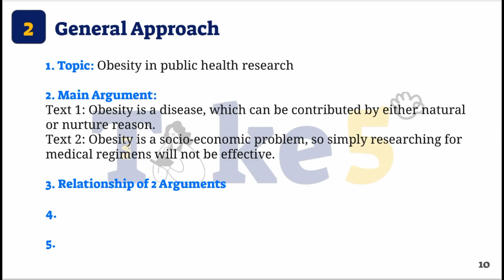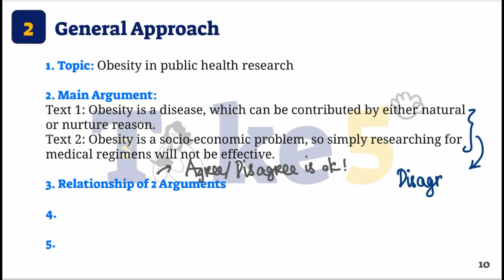Third, we want to identify how the two main arguments relate, or how the authors respond to each other. A good tip here is to not focus on finding an exact description of the relationship, but rather to indicate roughly if they agree or disagree with each other. A lot of other relationships will stem off from these two categories. In our obesity example, we generally classify the relationship of these two arguments as disagree. No need to further describe.